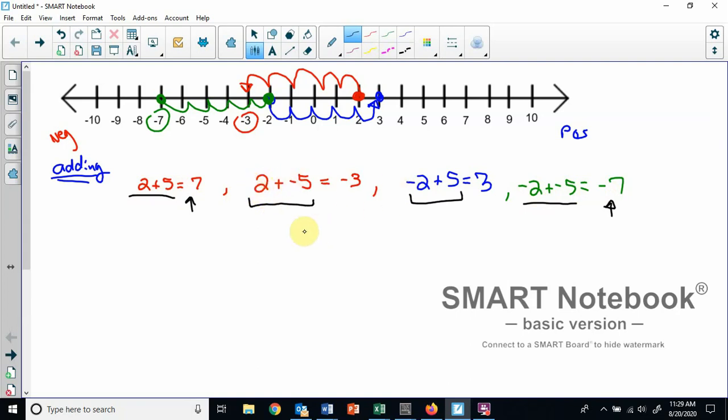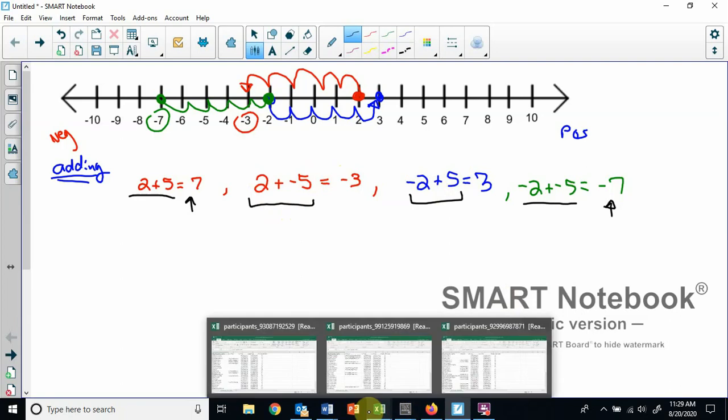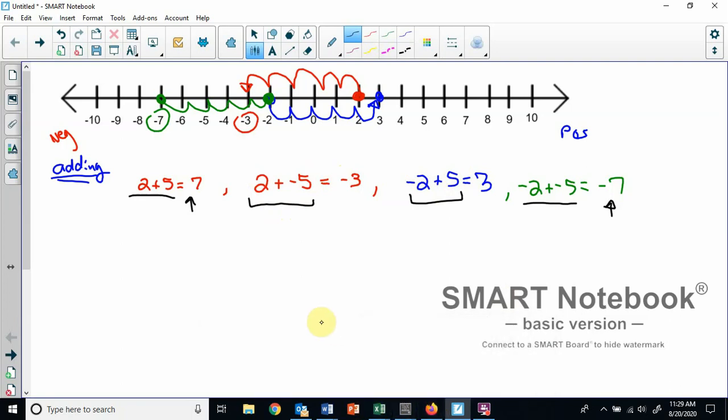One's positive, one's negative. If you wanted a rule, which I strongly discourage, I'd rather you understand than memorize rules, but if you are that type of learner, ignore the signs for a second, subtract them, and then once they have been subtracted, take the sign of the bigger number. So 5 is larger than 2, so this will be a negative 3. 5 is larger than 2, so this will be a positive 3. So that's one way of memorizing steps or memorizing a way.